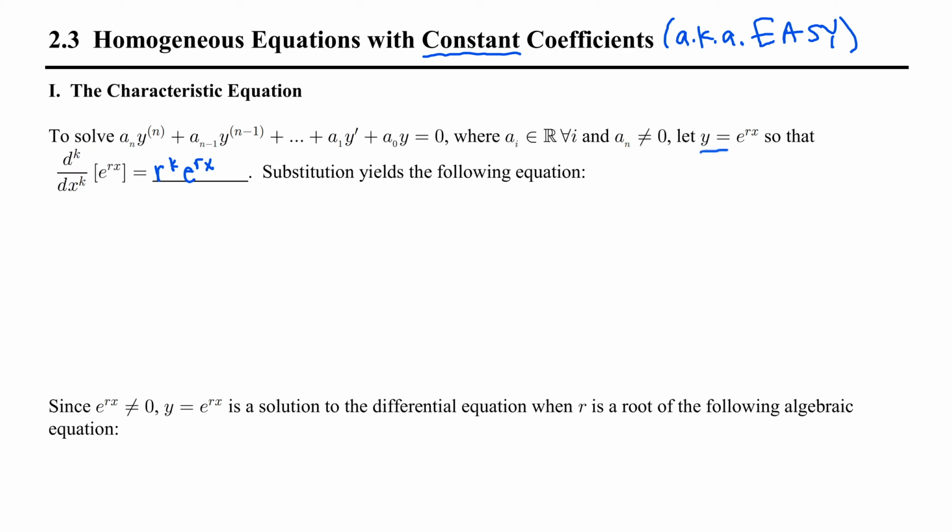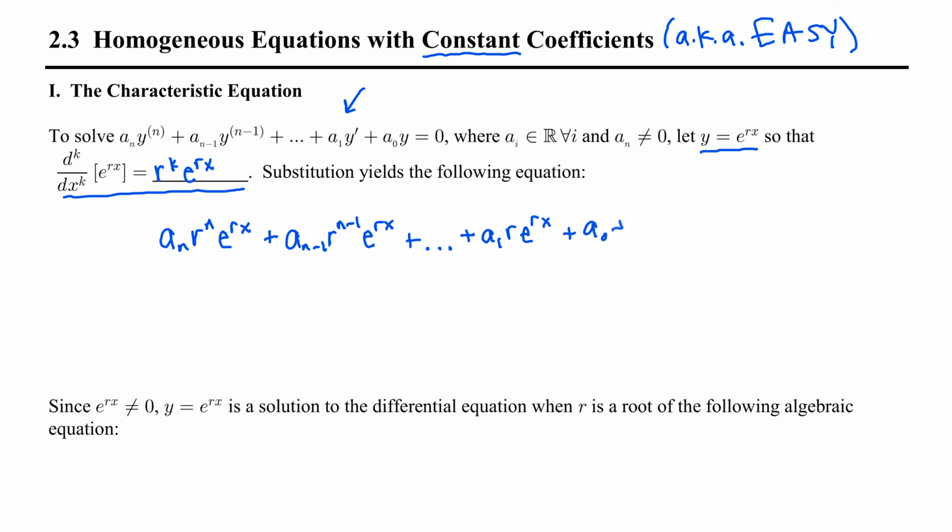So with the assumption of this solution and its derivatives, we can substitute that into our linear differential equation. We would obtain a sub n times the nth derivative of y. That's going to be r to the nth power times e to the rx, plus a sub n minus 1 times r to the n minus first e to the rx. And this pattern is going to continue, so we'll illustrate that with the ellipsis, plus a sub 1 times the first derivative of y, that's just r e to the rx. Finally, plus a naught times y, where y equals e to the rx, equal to 0. Now remember, when our differential equation is equal to 0, that classifies it as a homogeneous differential equation.